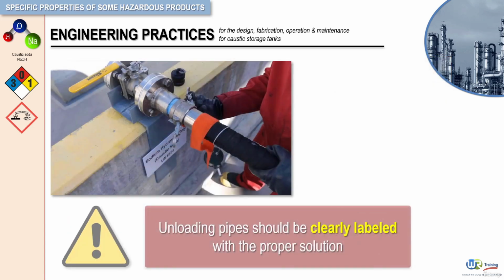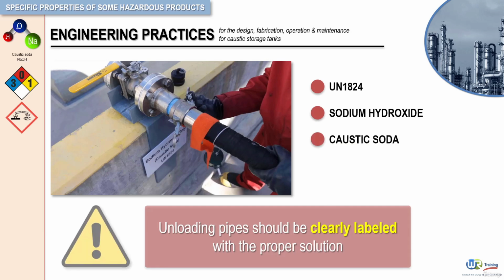Unloading pipes should be clearly labeled with the proper solution. If you are unloading sodium hydroxide, the pipe should be labeled with UN 1824 or sodium hydroxide solution or caustic soda or any combination of these indicators. It is critically important to prevent the mixing of incompatible chemicals such as acids with caustic solutions. So verify that the chemical name on the bill of lading matches the name of the chemical in the tank and piping system prior to unloading.